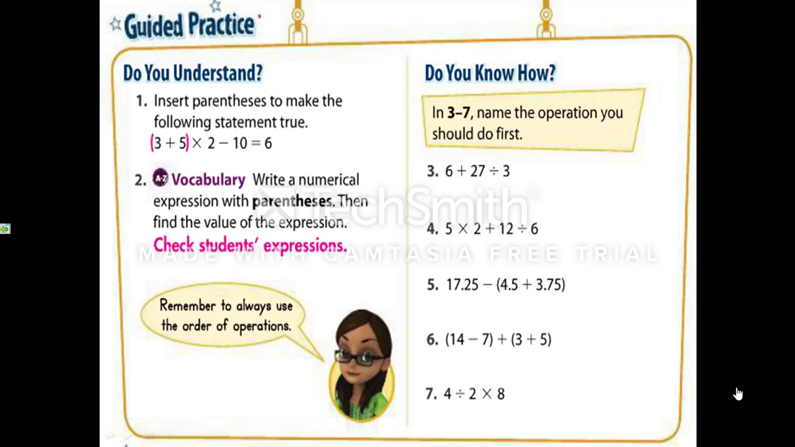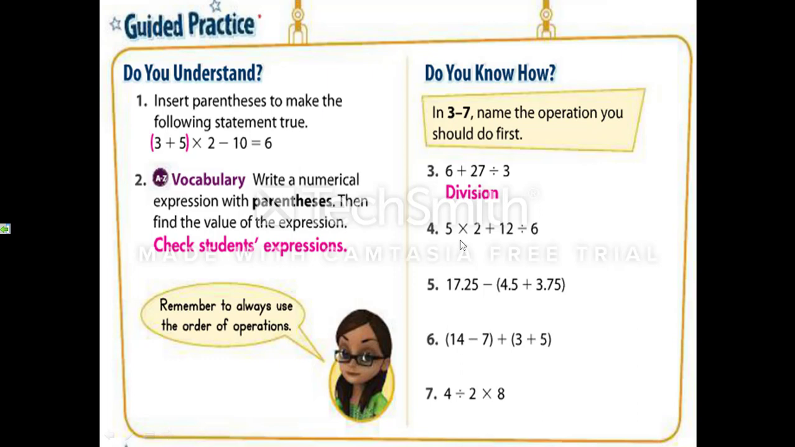So in question number 3 here, we have 6 plus 27 divided by 3. It's asking: name the operation you should do first. What should I do first? Is it to add the 6 and 27 or to divide the 27 by 3? Of course, the answer is to do the division. Why? Because division is stronger than addition.